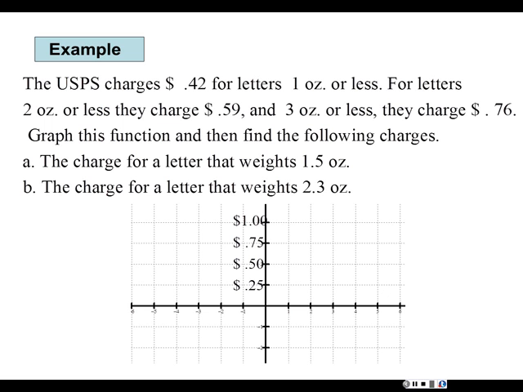And then for 2 ounces or less, the price will be here, 59, right? So this is 50, this is 75, maybe here. And for 3 ounces or less, that is 76, which is just right at the top of the 75, maybe here.